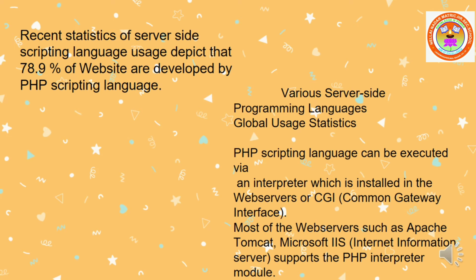Various server-side programming languages are there, but this PHP scripting language can be executed via an interpreter, that is Common Gateway Interface, or CGI, which is installed in the web server. Most of the web servers, such as Apache, Tomcat, Microsoft IIS, Internet Information Server, support the PHP interpreter module. We have seen Apache and Tomcat in the XAMPP server control panel.